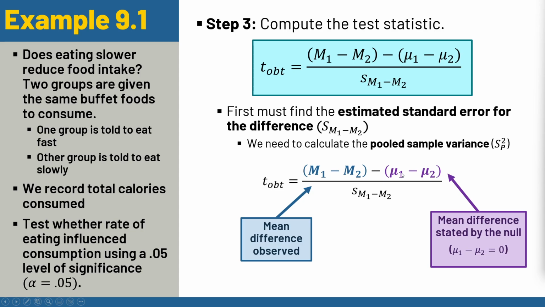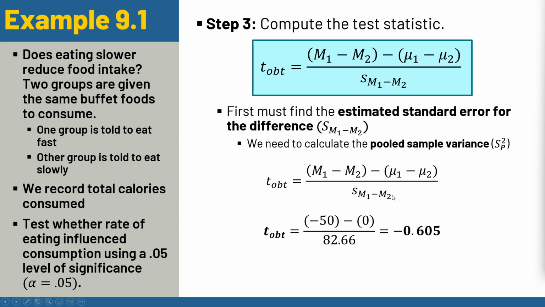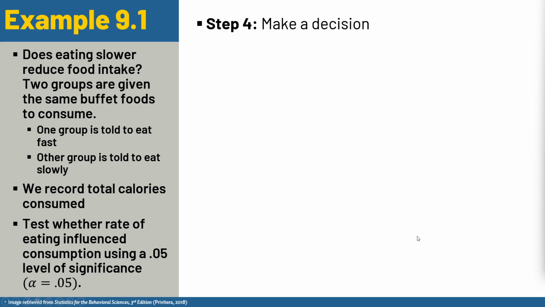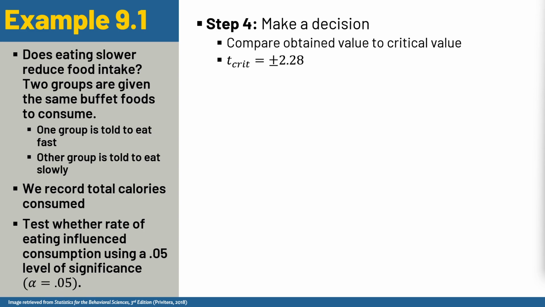And here we're just going to plug in our mean difference stated by the null, right? We're testing our null hypothesis. So we can just plug in, in this case, 0, because that was the mean difference stated in that null hypothesis, right? So that's easy. And so then we'll just plug all that in. We'll get a very straightforward little math problem, and we'll get a t of minus 0.605. And so now let's make a decision, and we compare our obtained to critical. Here is our t crit. Our t obtained is minus 0.605.